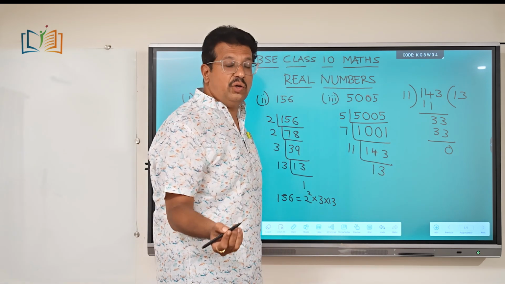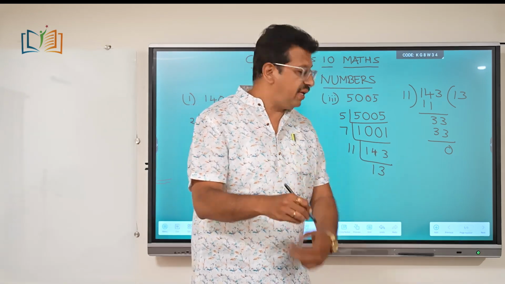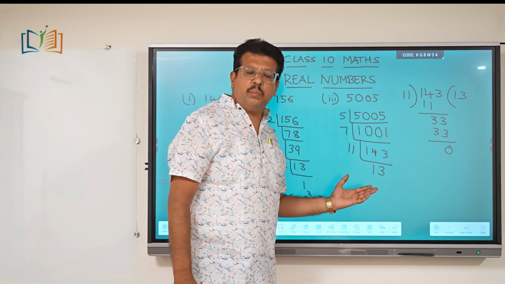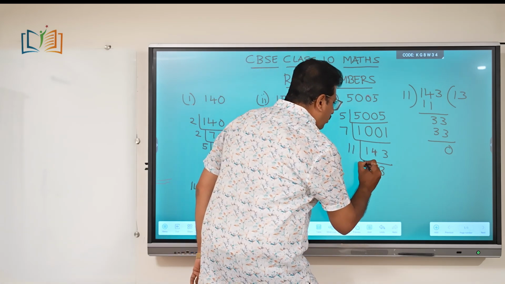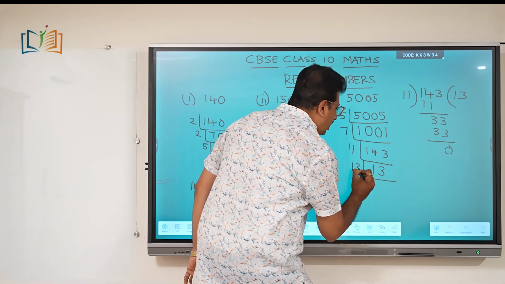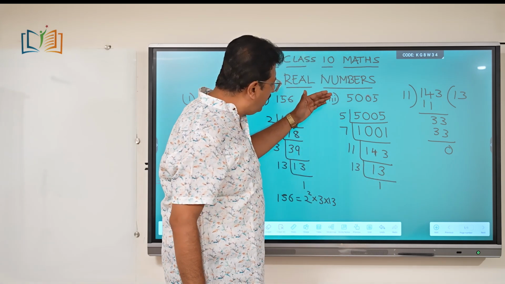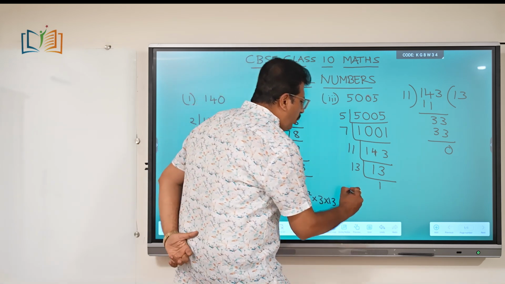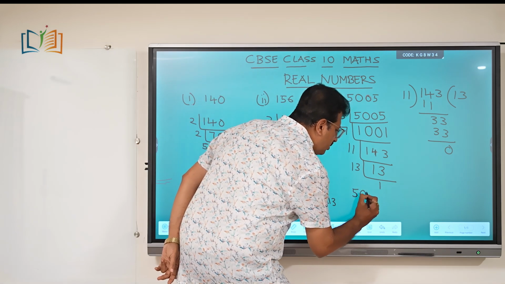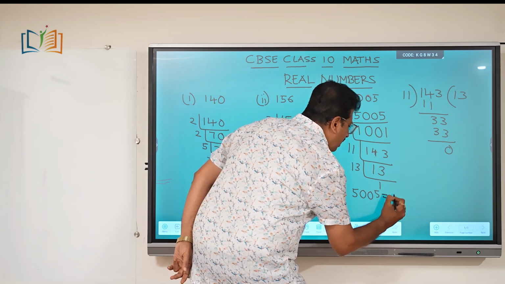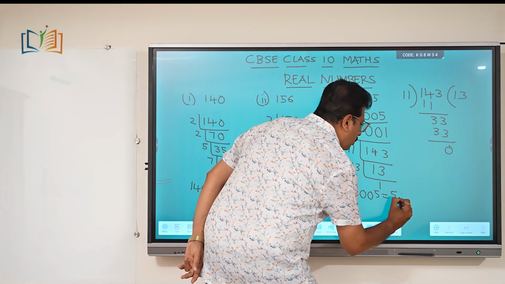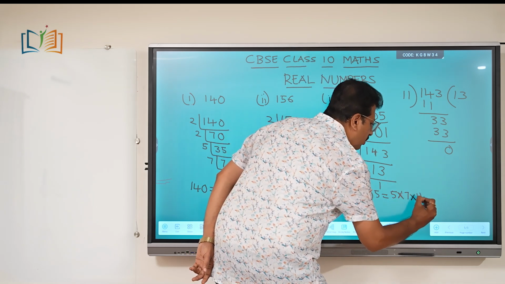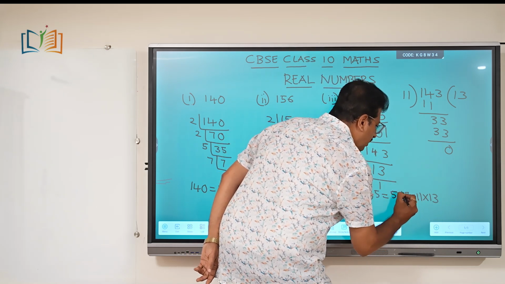I think everybody can say now. Next prime number. Which is next prime number? Obviously, it has to be 13. No other prime number is possible. So 13 ones are 13. So you can see so clearly 5, 7, 11, 13, all are prime numbers. So we have expressed 5005 equal to 5 into 7 into 11 into 13.